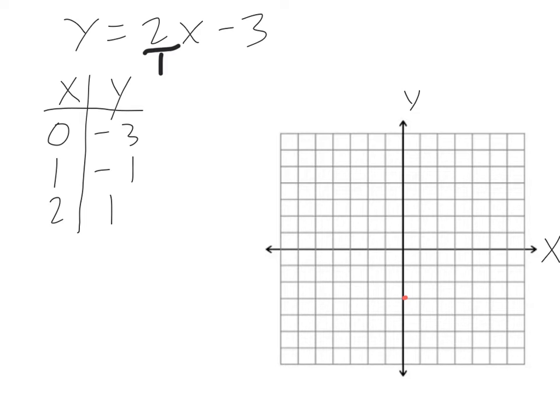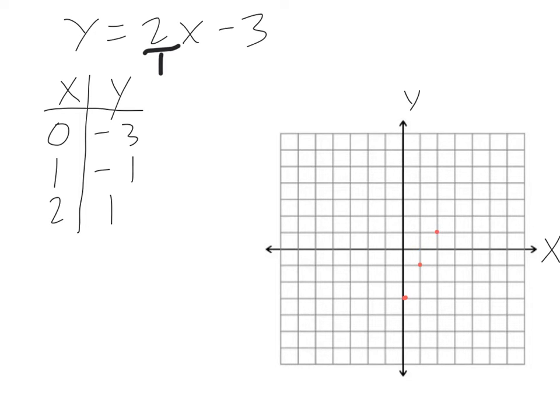So we go up 2 and over 1. And then we'll do it one more time. Up 2 over 1.